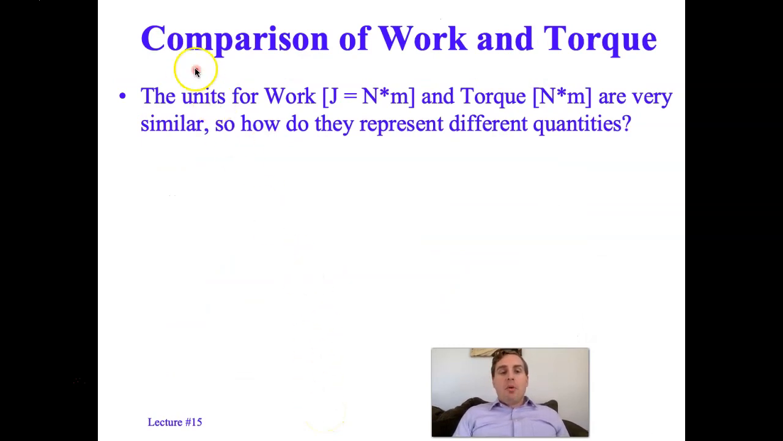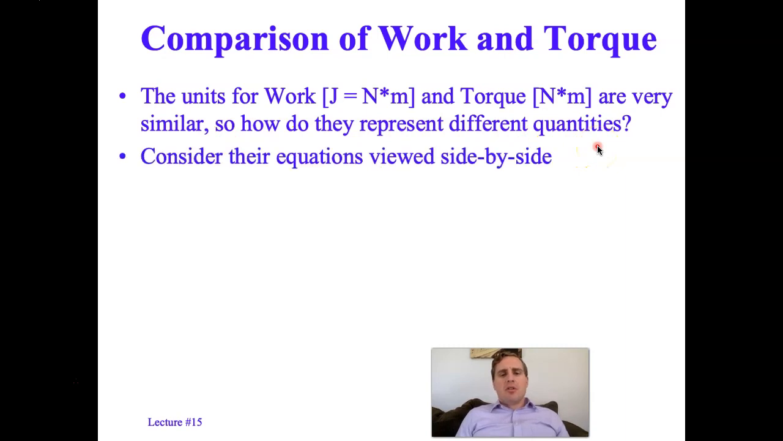Now I want to make an important comparison. I want to compare work and torque. The units of work are joules, which are Newtons times meters, but we convolve them together into one quantity. And torque is Newton meters. Notice we do not convolve them together, because that's force at a radius. These are very similar, so how do they represent different quantities if the units are so similar?